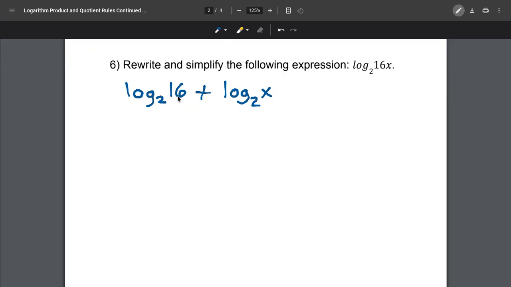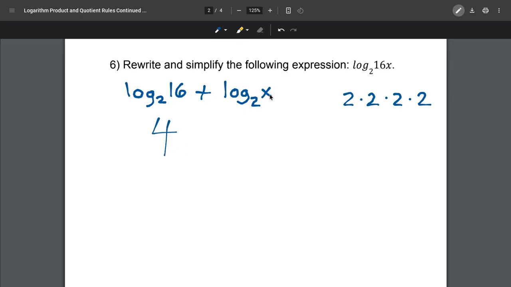Now log base 2 of 16, that's basically, if you want to figure out what that is, you're asking yourself 2 to what power equals 16? Or how many 2's do we have to multiply together to get 16? Well, let's work this out. So if we do 2 times 2, that gives you 4, times 2 again, that gives you 8, times 2 again, that gives you 16. So we have 1, 2, 3, 4 2's. So the log base 2 of 16 is 4.